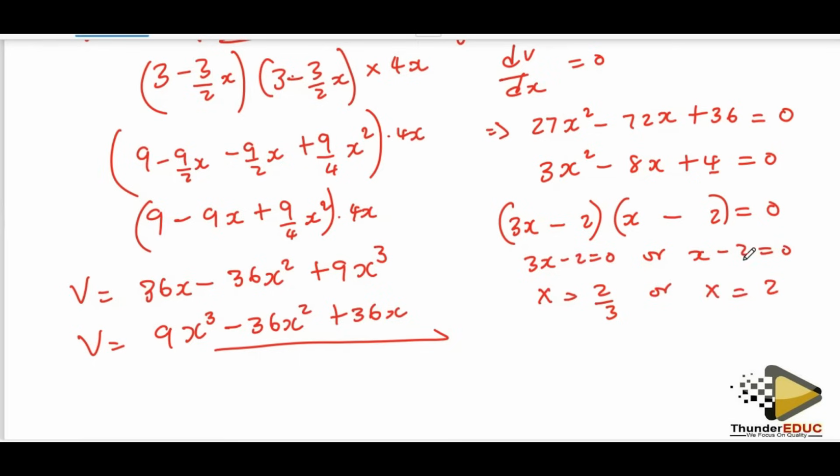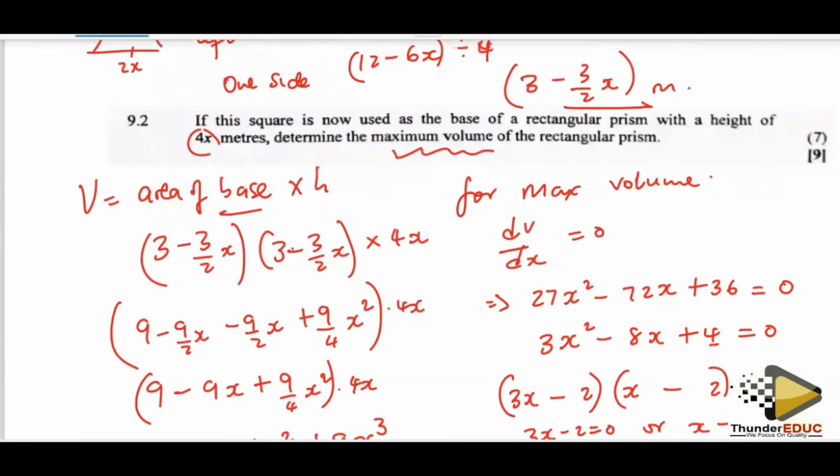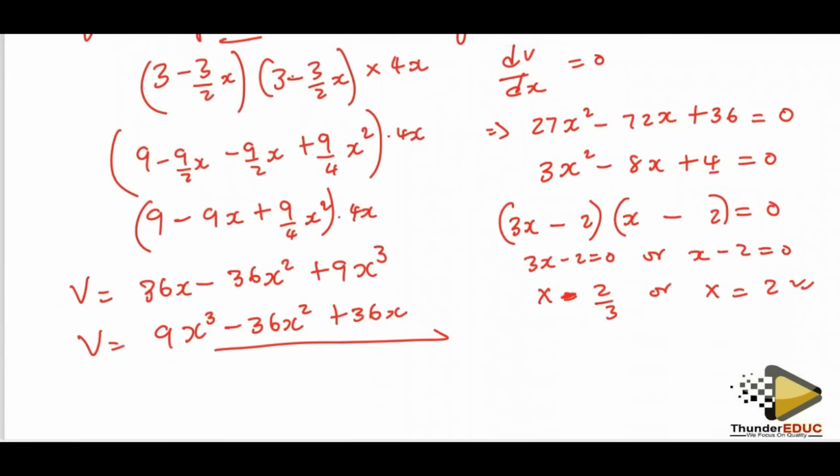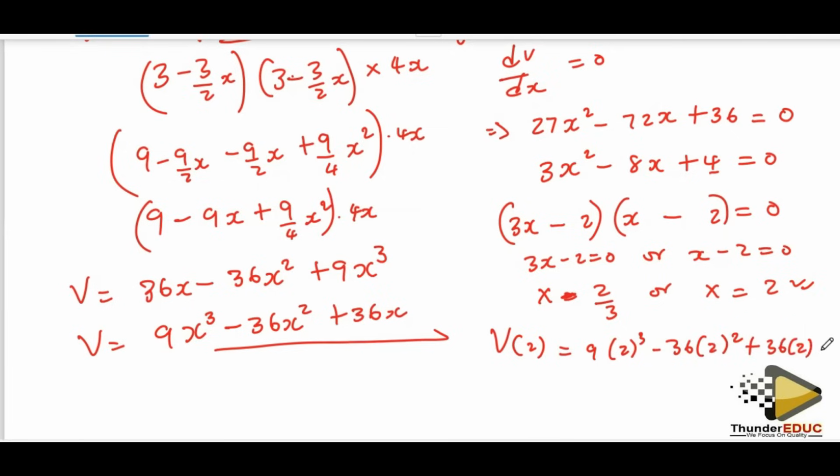So for me to get the maximum volume, either x has to be 2 or x has to be 2 over 3. The question wants the volume. Okay, determine the maximum volume. So I can get these numbers and just substitute them into the volume formula. If I use V of 2, that's 9 times 2 cubed minus 36 times 2 squared plus 36 times 2. Okay, I'm getting a 0.